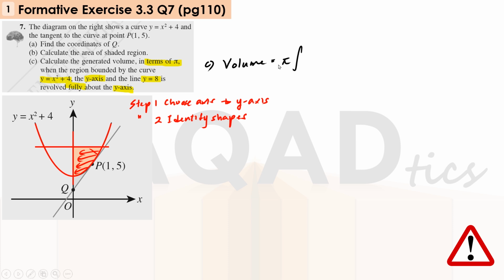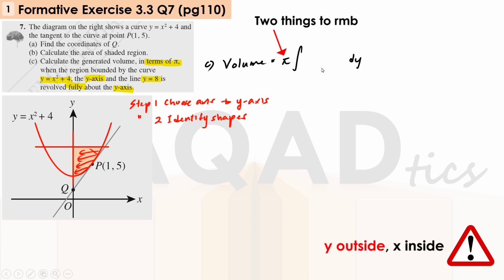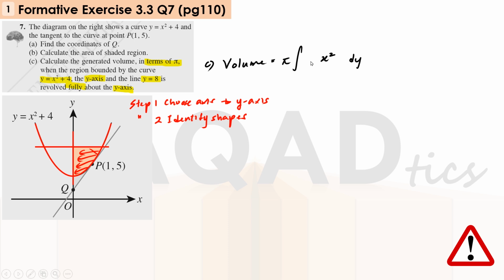Right, so the first thing first, we need to multiply pi, and we need to integrate in terms of y because we are using the y-axis. So inside must be x, but we need to add a square. Please remember, a lot of students will forget about this. And we need to find the range.